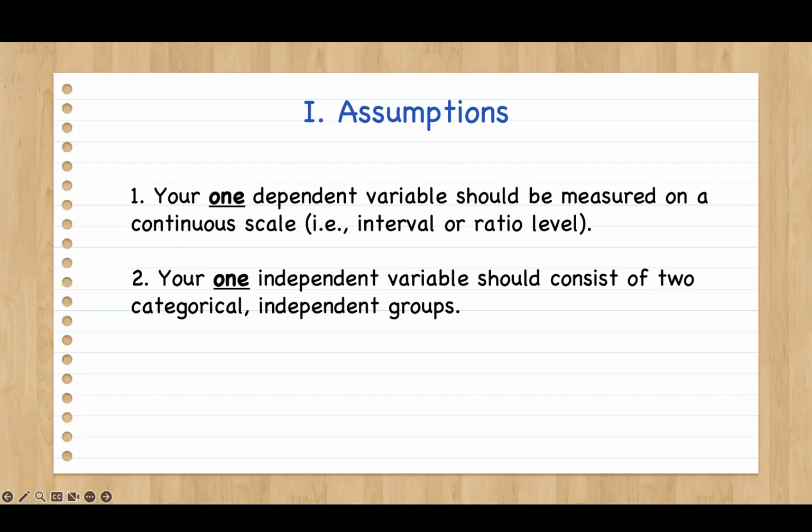To run an independent sample t-test, you need to consider six assumptions. First, your dependent variable is measured as a continuous variable. We have discussed this in levels of measurement. Second, your independent variable must include two categories. For example, if employment status is your independent variable, it only includes two categories, employed versus unemployed. If being a smoker is your independent variable, your two categories would be yes or no.